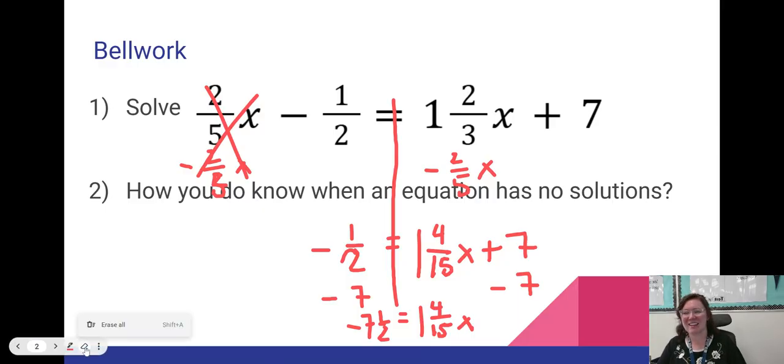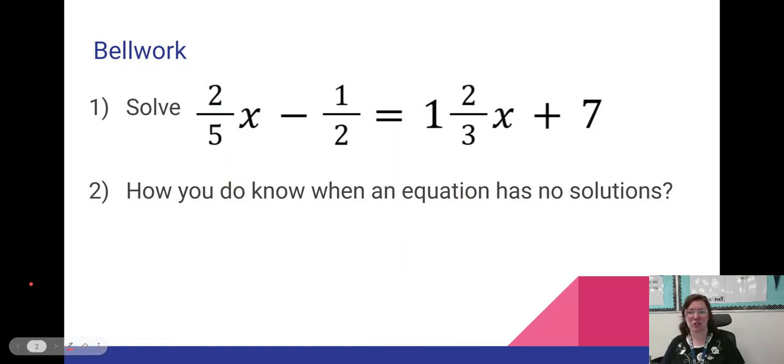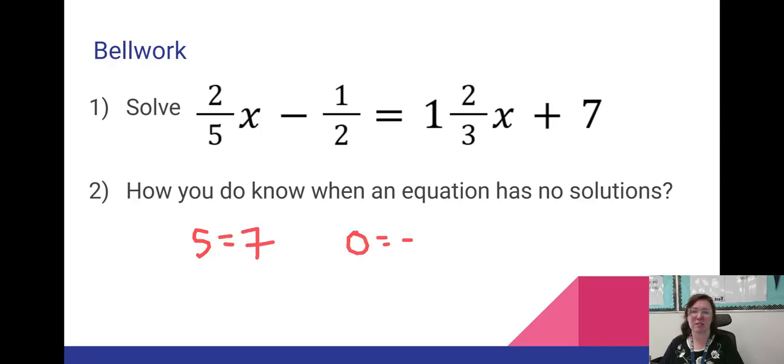And then the second question, how do you know when an equation has no solutions? When you solve, the x disappears and the two numbers on either side of the equal sign are not the same. So like 5 equals 7, or 0 equals negative 3, or 1/2 equals 4.25.